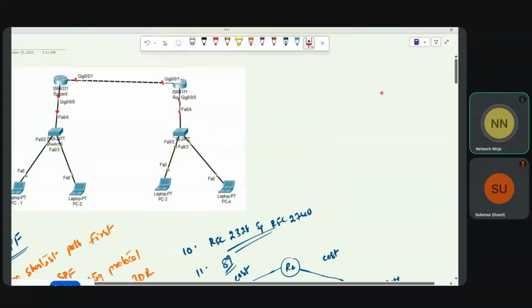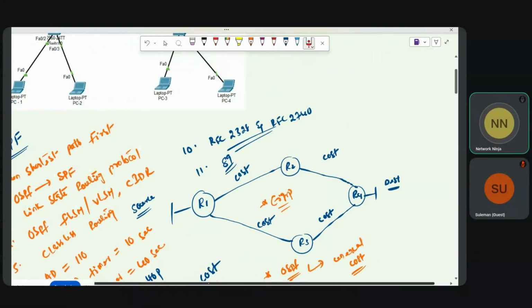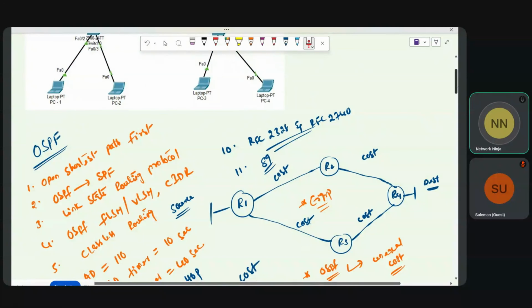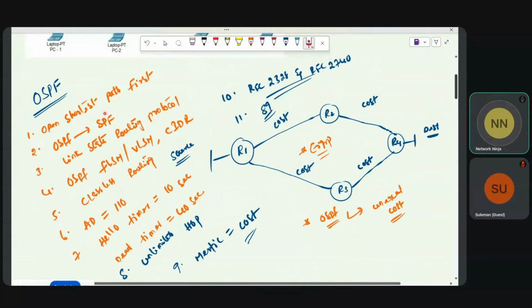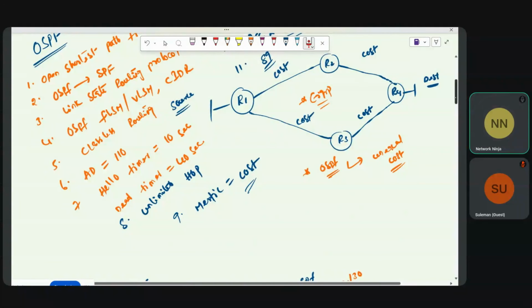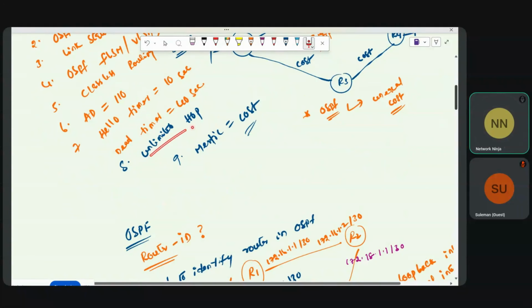So we are done with the quick overview. We covered all the points in OSPF, the functionalities of OSPF: what is OSPF, Open Shortest Path First, which algorithm it uses, that it's a link state routing protocol, and the AD value of this one. The hello timer and the dead timer, multi-hop, unlimited hop, and what is the metric of this OSPF protocol.